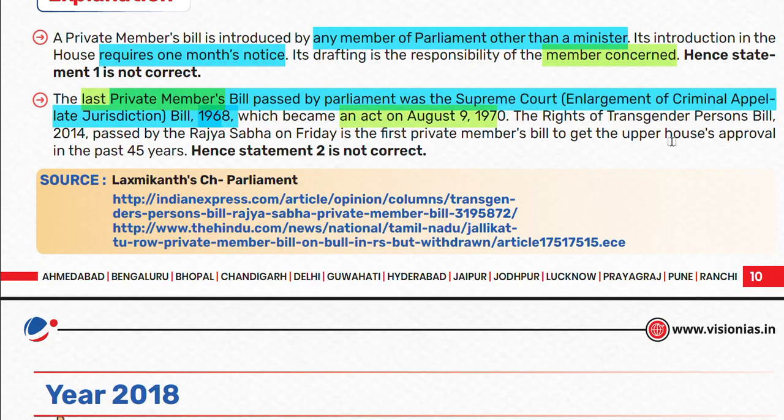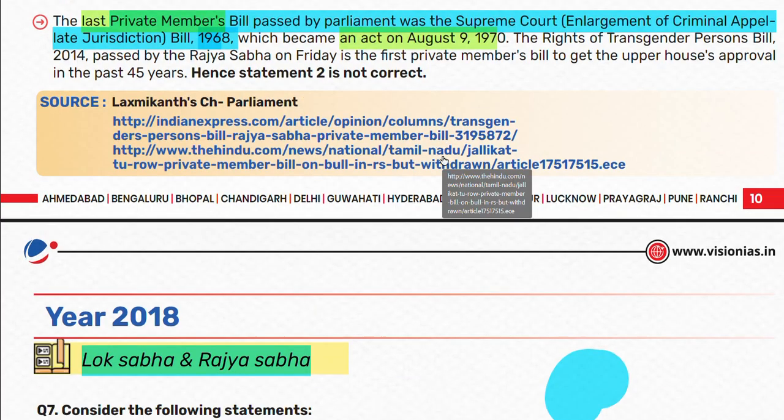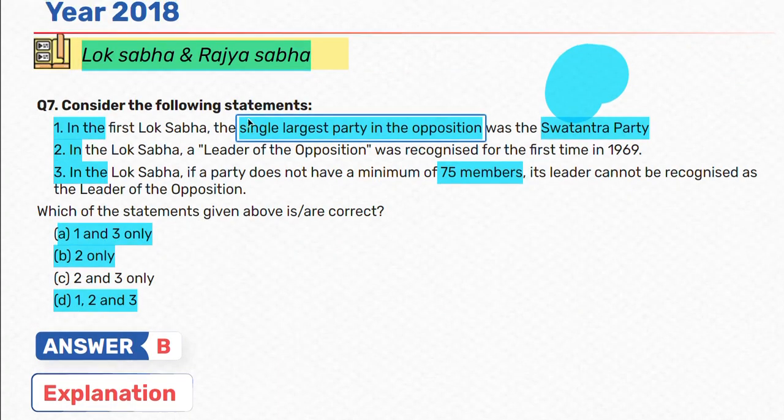The Rights of Transgender Persons Bill 2014 passed by the Rajya Sabha on Friday is the first members bill to get the upper house approval in the past 45 years, and statement 2 is not correct. So Lakshmikant and Hindu and Indian Express have given the reference. Now in 2018 there was again a question on the Lok Sabha and Rajya Sabha.